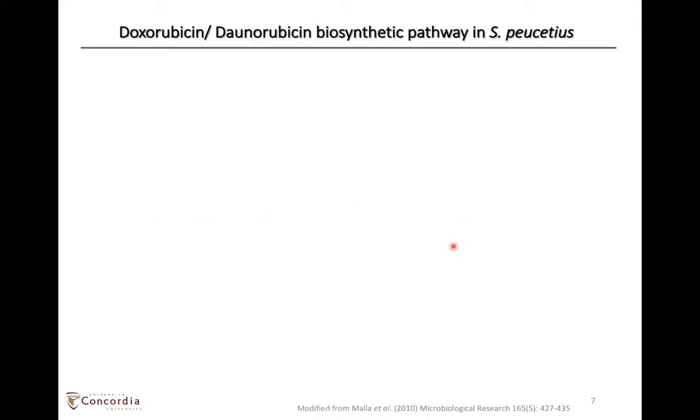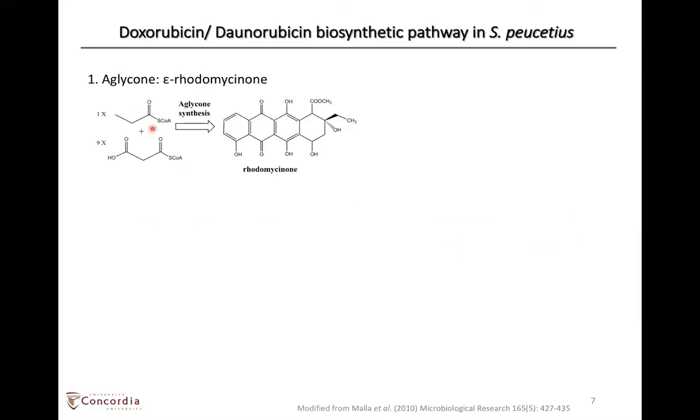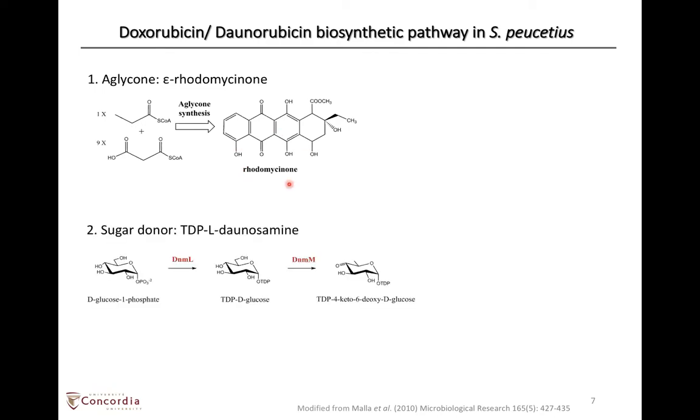We can divide the Doxorubicin Daunorubicin biosynthetic pathway into 3 steps: biosynthesis of the aglycan, biosynthesis of the sugar donor, and glycosylation and post-modifications. Starting from one propionyl-CoA unit and 9 malonyl-CoA extender units, first the rhodamycinone aglycan is synthesized, and then the sugar donor for doxorubicin and daunorubicin is TDP-L-daunosamine.